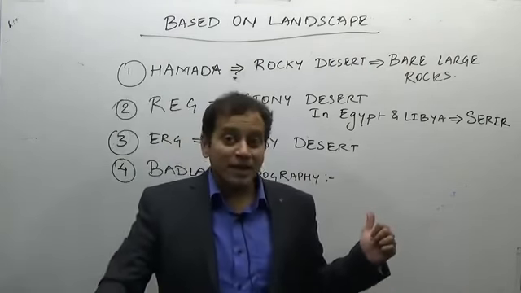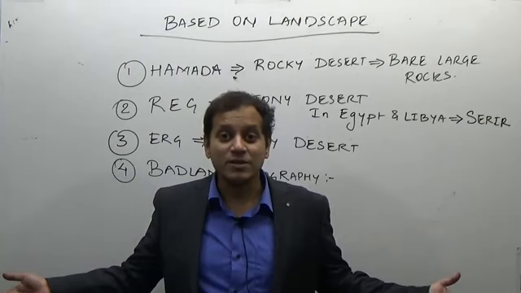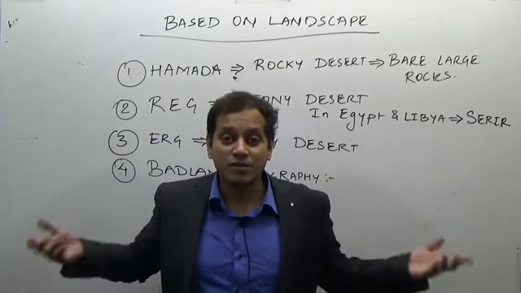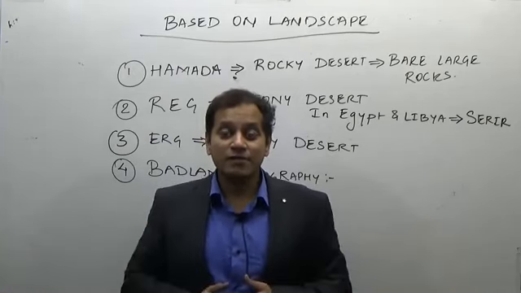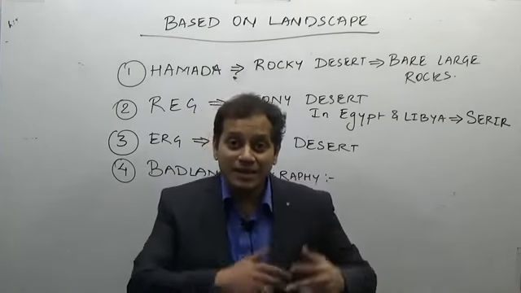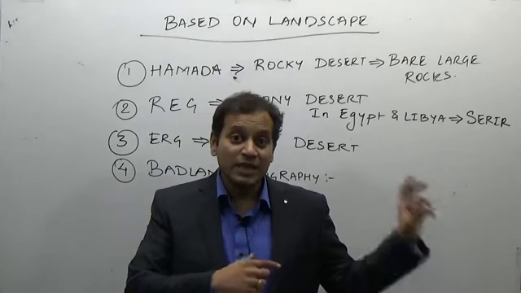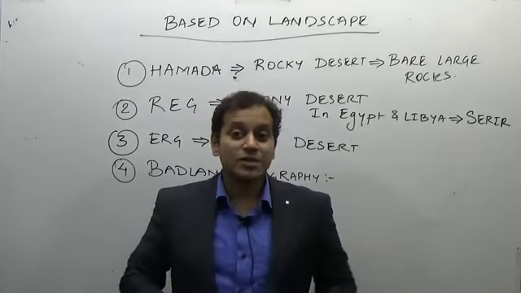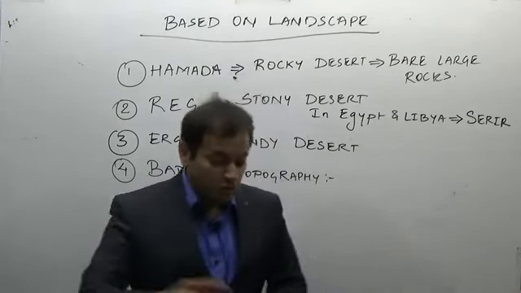So the badland topography, semi-arid regions of India, semi-arid regions of the world. Whenever there is rainfall, there is gully erosion, there is ravine erosion. What are these gullies and ravines? We'll study while doing Indian geography. So it results in the formation of a badland topography.